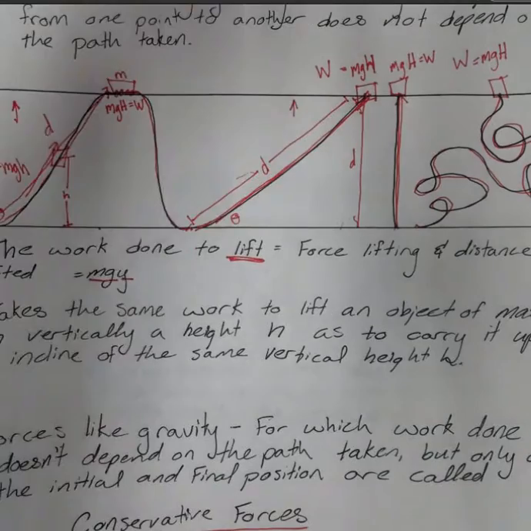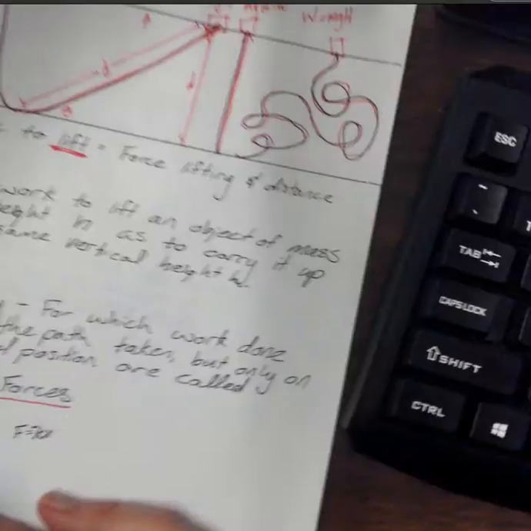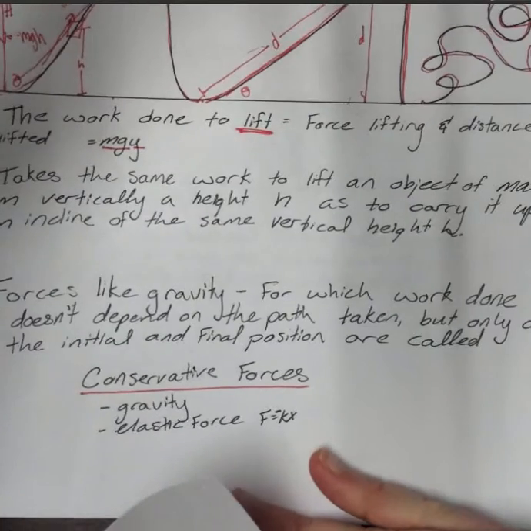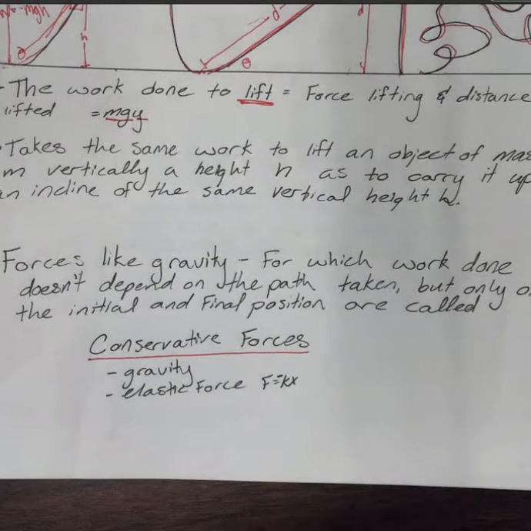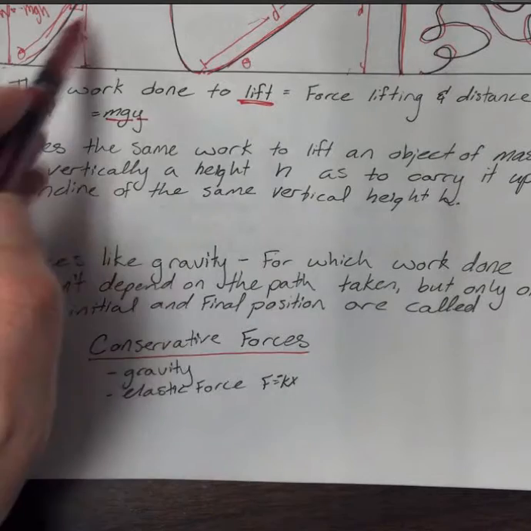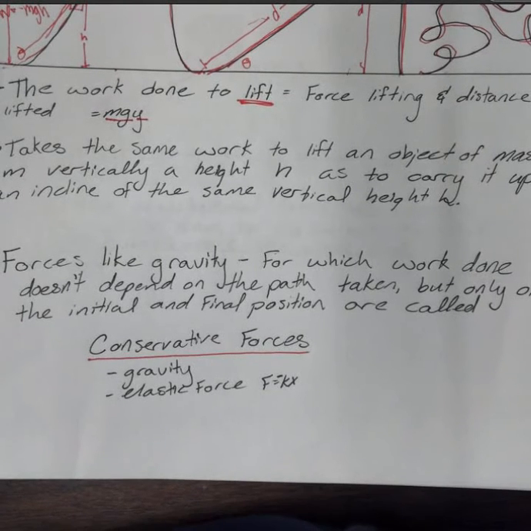So this brings us to our main point for this lecture, and that is forces like gravity, for which the work done doesn't depend on the path. We just showed that it didn't matter what path the object took. The force and the displacement still give the same work. So when the work done only depends on the initial and final position and doesn't depend on the path taken, these are conservative forces.